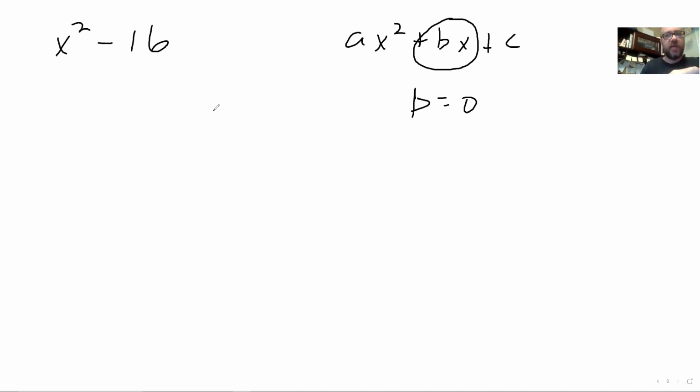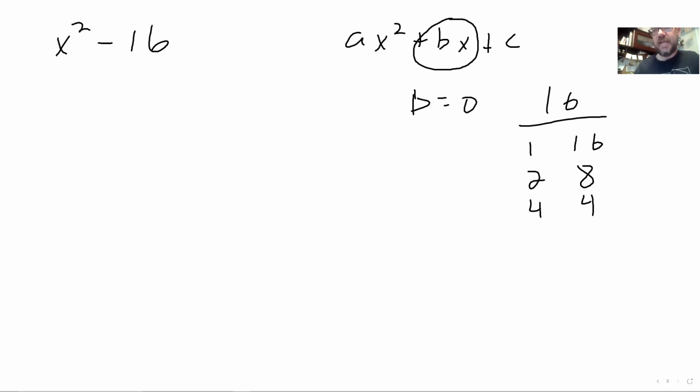So the only choice I really have here is 4 and negative 4. 16 could be 1 and 16, or it could be 2 and 8, or it could be 4 and 4. Those are all my options. Clearly, 1 and 16 cannot give me 0, and 2 and 8 cannot give me 0. The only way to get 0 is plus 4 minus 4. So it's a good thing there's that option here. So that's what I want: x plus 4 and x minus 4.